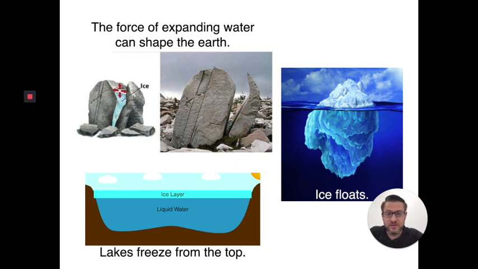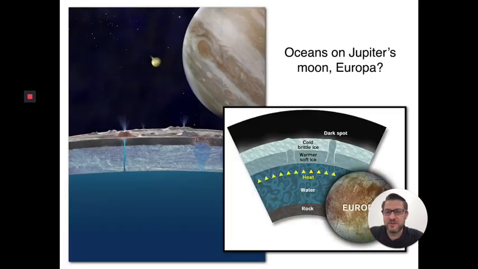In the example here on the left, if water gets into the cracks within a rock and then freezes and expands, it can actually provide enough force to crack these rocks apart. Entire mountains can be broken down into tiny little rocks, tiny little pebbles, through the force of water freezing and expanding. This brings up an interesting question when looking at water elsewhere in our solar system.